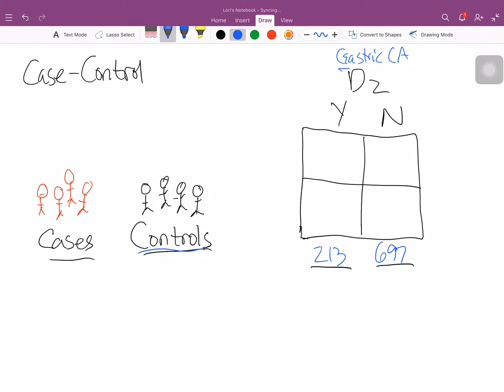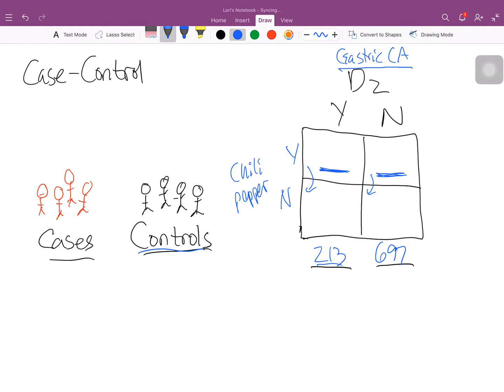Now, if this particular disease has nothing to do with, and here I have my chili pepper exposure, yes, no. If this disease, gastric cancer, has nothing to do with chili pepper, then I would expect the same proportion of yeses to nos for these two groups. Of the 697, I would expect a certain number that had been exposed to chili pepper, and of the 213, I would also expect a certain number.